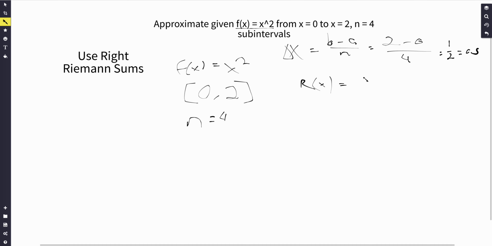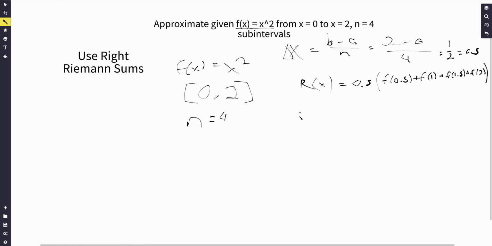So this would be written as 0.5, which we know from the delta x, times f of 0.5 plus f of 1 plus f of 1.5 plus f of 2. Again, it's 2 because you're ignoring the farthest left value in right Riemann sums. And this is basically the same thing you have to do if you're given a chart: for right Riemann sums, you ignore the leftmost side and keep the rightmost side.